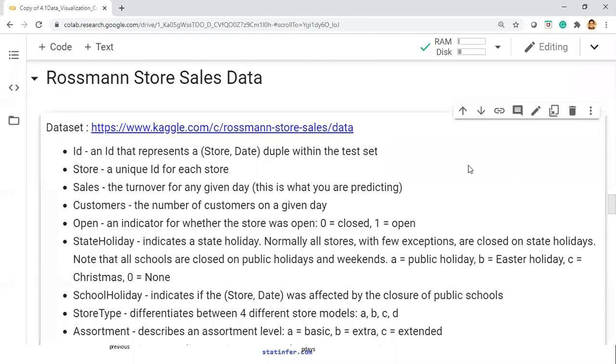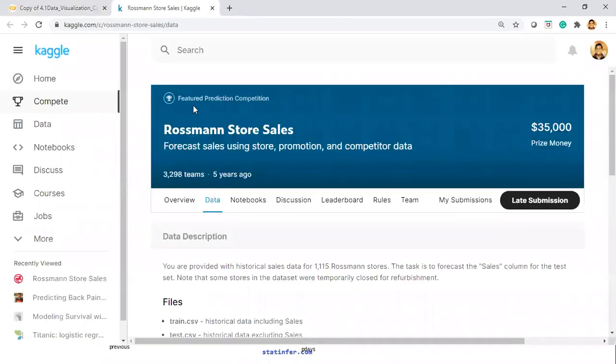Now let us try this, whether we have understood everything correctly or not, on an actual data set. This data set is Rossmann store sales data. This is like a supermarket in the US or some other country. What they do is, just like any supermarket, they sell different types of products. So they have several stores.